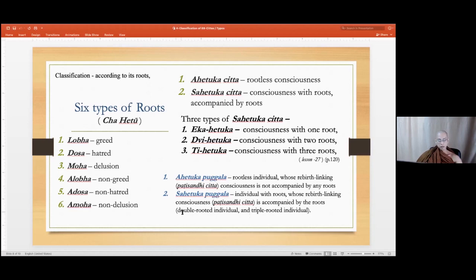But their roots can only be alobha, adosa, amoha, because lobha, dosa, moha are unwholesome mental factors, and unwholesome mental factors cannot arise together with the patisandhi consciousness, the rebirth-linking consciousness. These are types of resultants. Later we will identify more and more. So in that case, there are dvihetuka, double-rooted individuals, and tihetuka, triple-rooted individuals. There is no single-rooted individual.